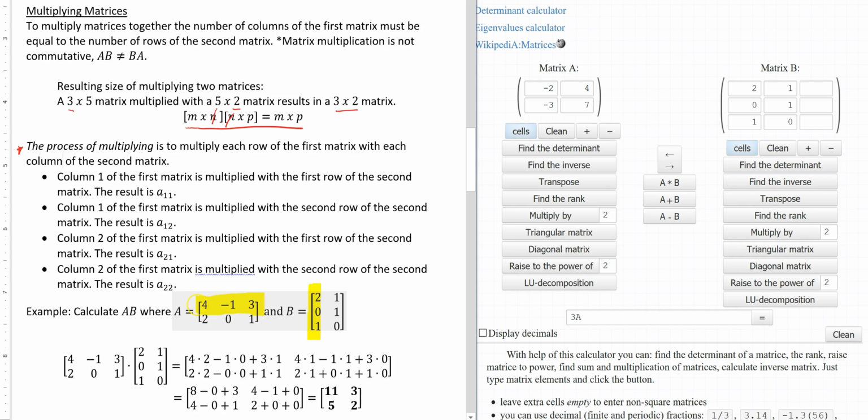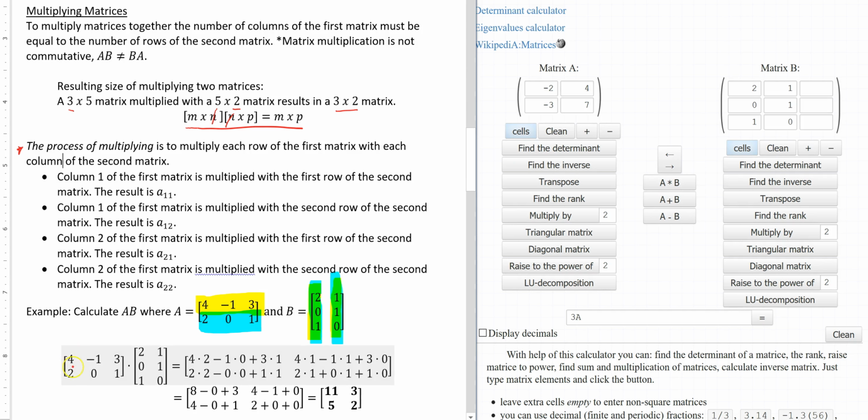After you multiply the first row with the first column, then you take that same first row and multiply it with the second column. After that, you take the second row, multiply it with the first column, and then take the second row and multiply it with the second column. So let's go through the details that I have down below.